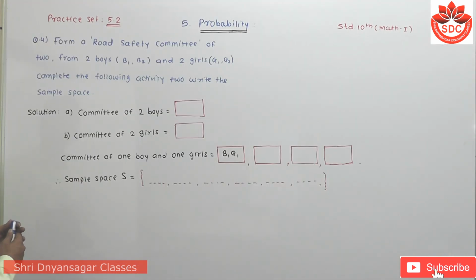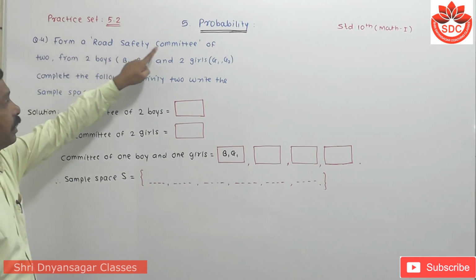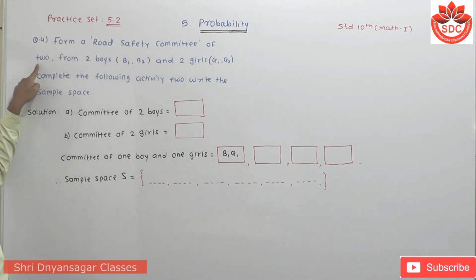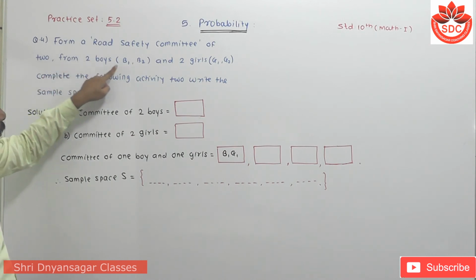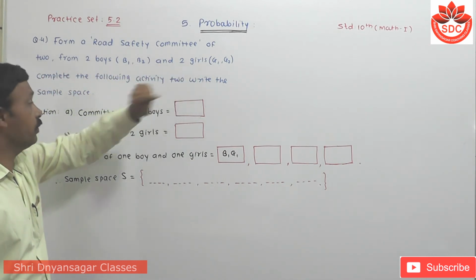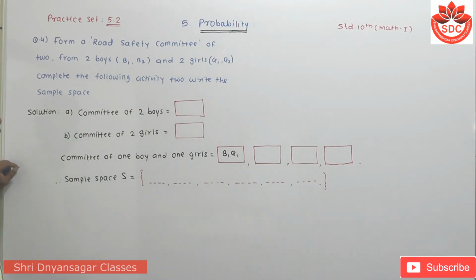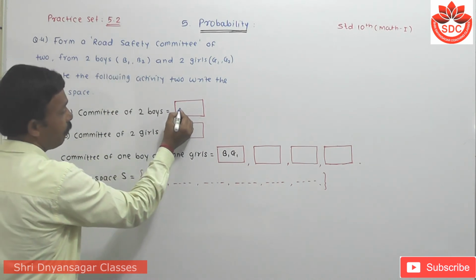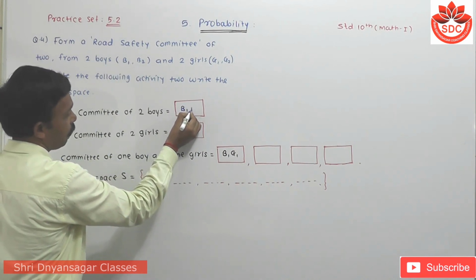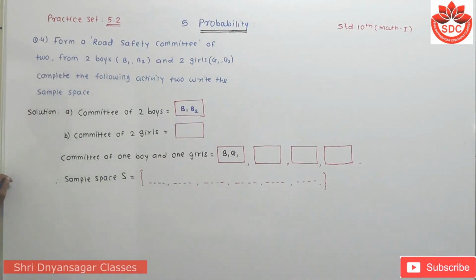Question number 4: form a road safety committee from 2 boys B1, B2 and 2 girls G1, G2. Complete the following activity to write the sample space. This is an important question because it is an activity. Solution: I take the answers directly. Look carefully. A committee of 2 boys means B1, B2.